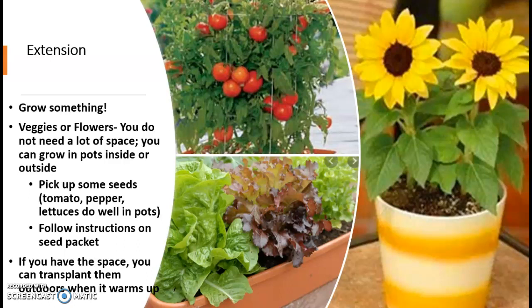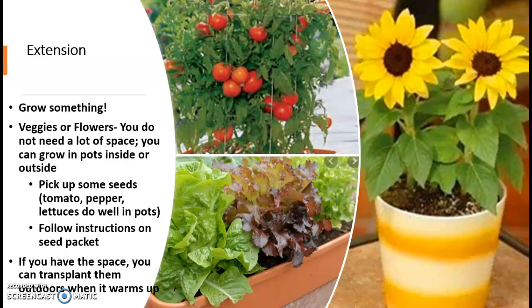Things that grow well in pots for our vegetables would be tomatoes, peppers, lettuces, even some fruits like strawberries. I've seen somebody try to grow a watermelon in a pot. It doesn't work so well, but go for it. Or you could just do flowers. You simply follow the instructions that's on the seed packet. It'll tell you how deep to plant the seeds, how many seeds you can fit in one pot, how much water it needs, how much sunlight it needs.